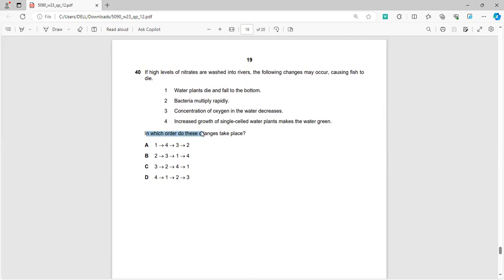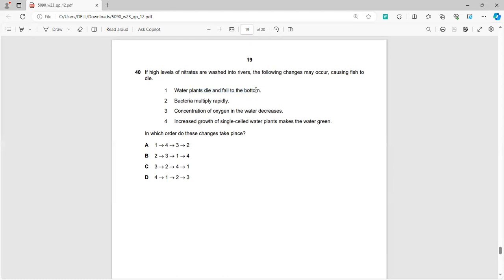This is the process of eutrophication, in which, first of all, we need to understand that once the bacteria multiply, consequently the concentration of oxygen in the water decreases. So what happens first? First there is increased growth of single-celled plants. Yes, this is the correct option. And these are mainly bacteria. Single-celled water plants make the water green. Next, the bacteria multiply, and then the concentration of oxygen decreases, and finally the water plants die and fall to the bottom.